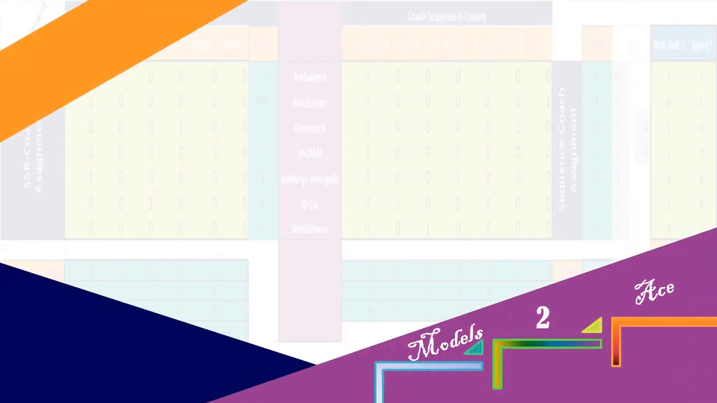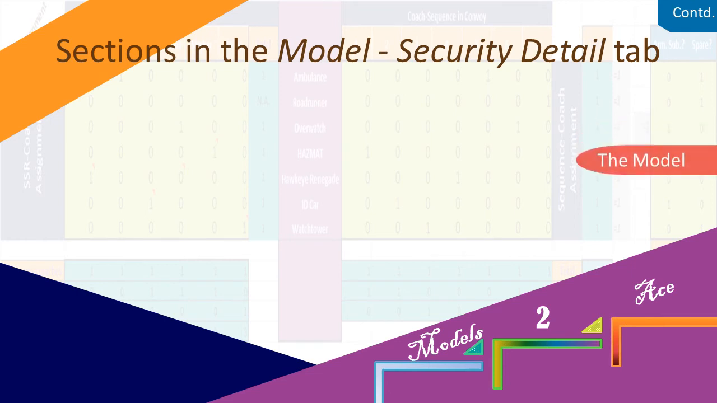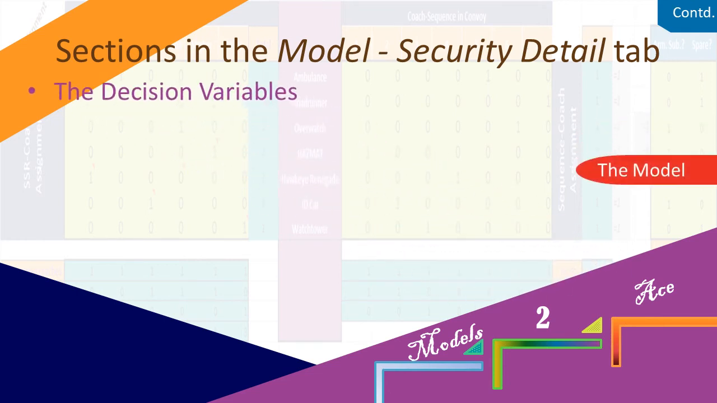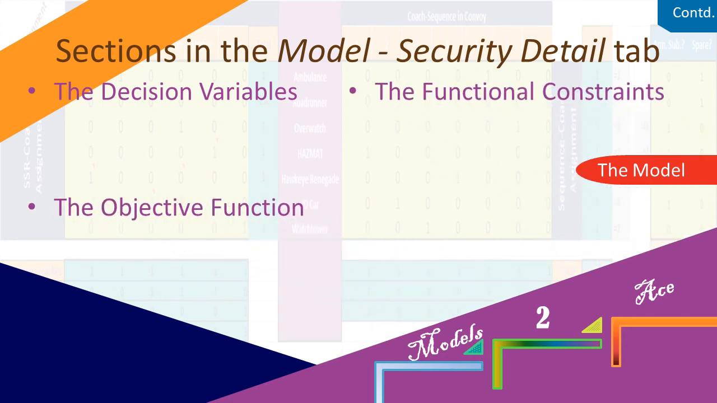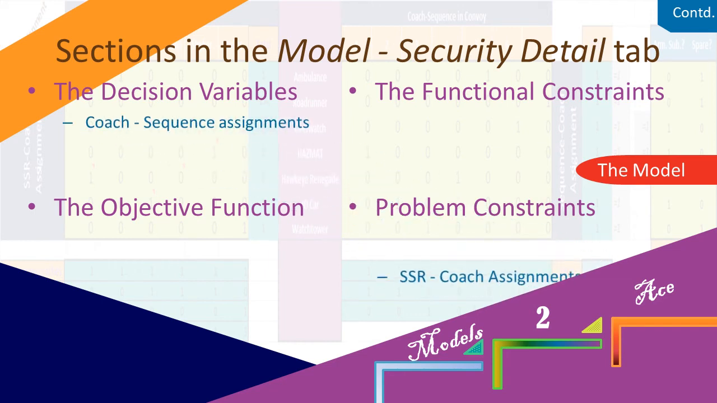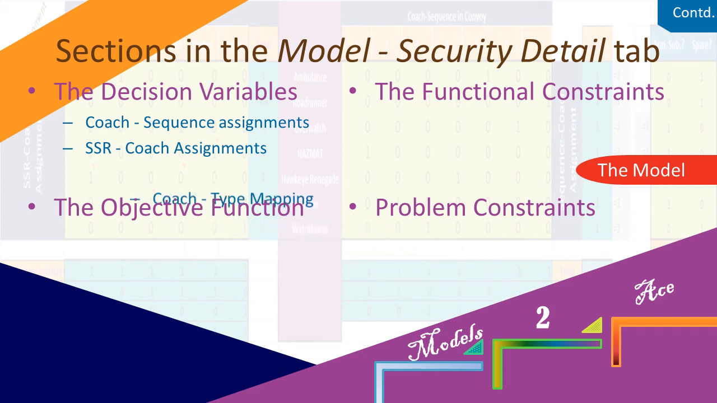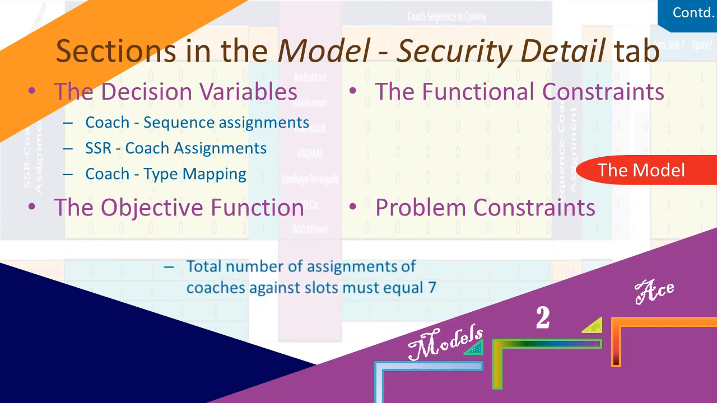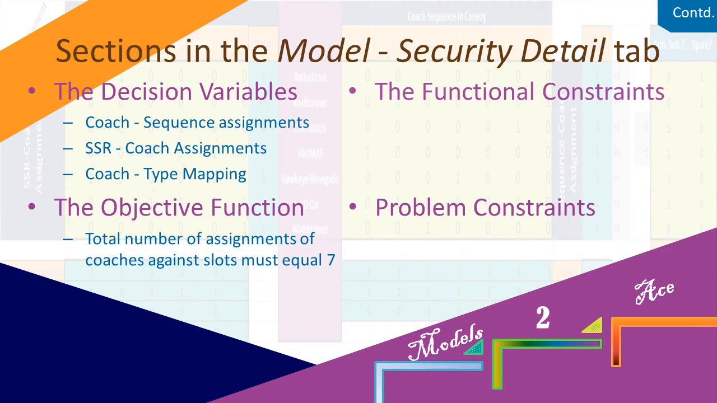Summarizing the details of the model, covered in the Model Security Detail tab, the decision variables are the binary values in the cells shaded in green. These determine the 3 sets of primary assignments and mapping: the coach sequence assignments, the SSR coach assignments, and the coach type mapping. The objective function, a redundant one in this problem, is the total number of assignments of coaches against slots, which must be equal to 7.